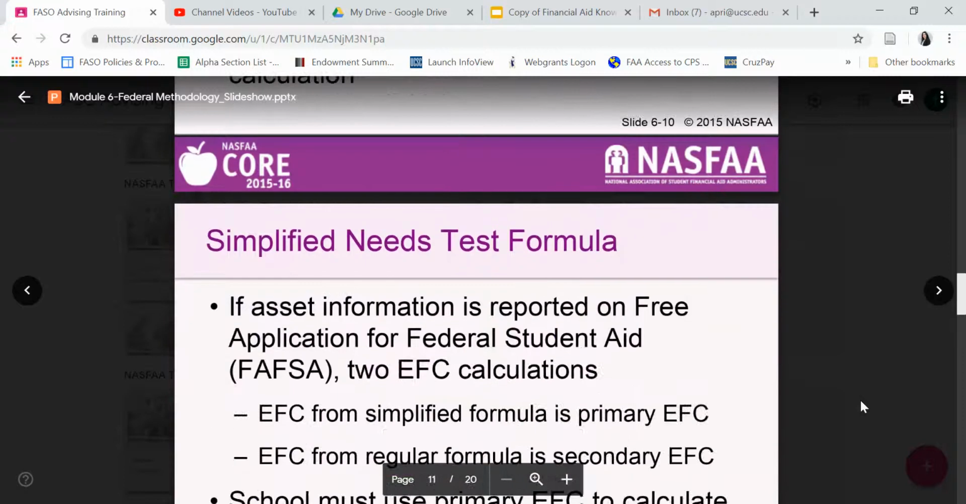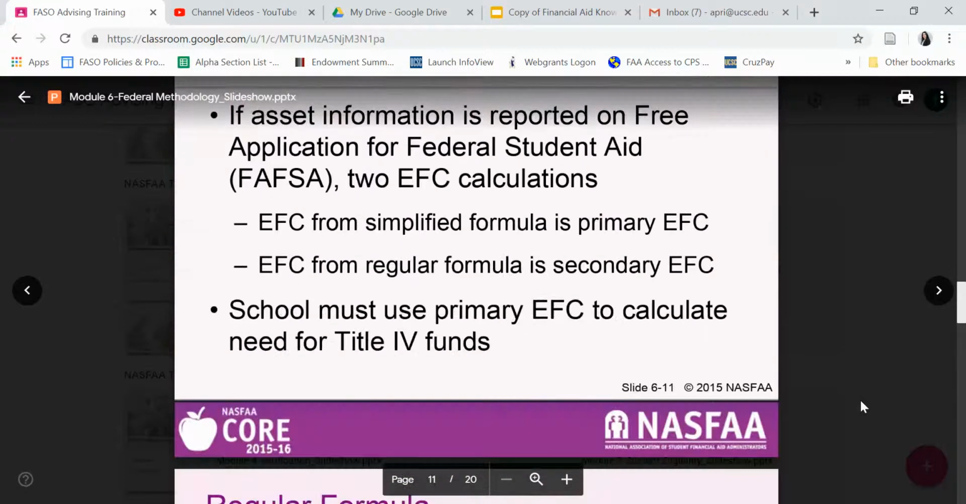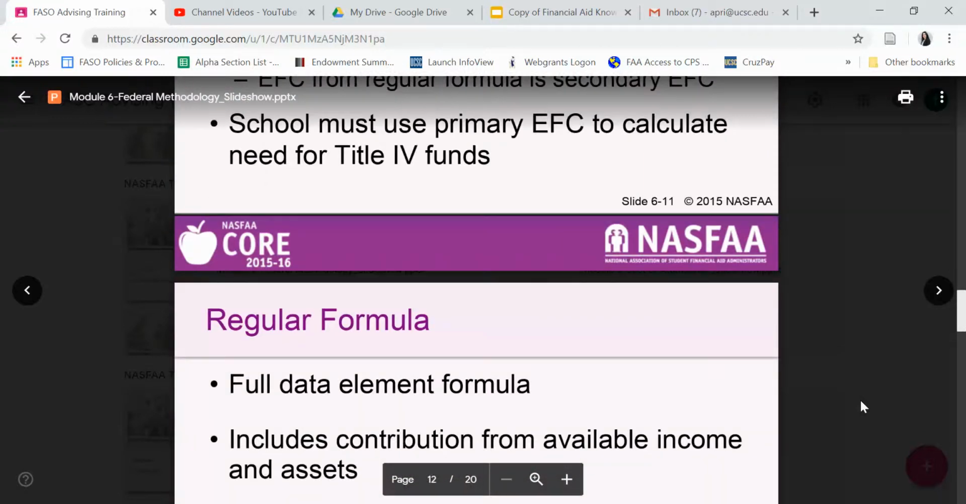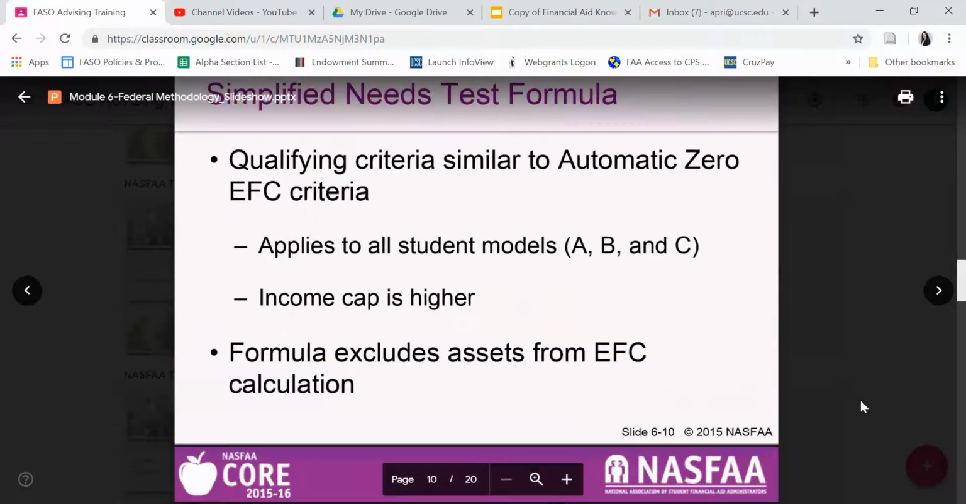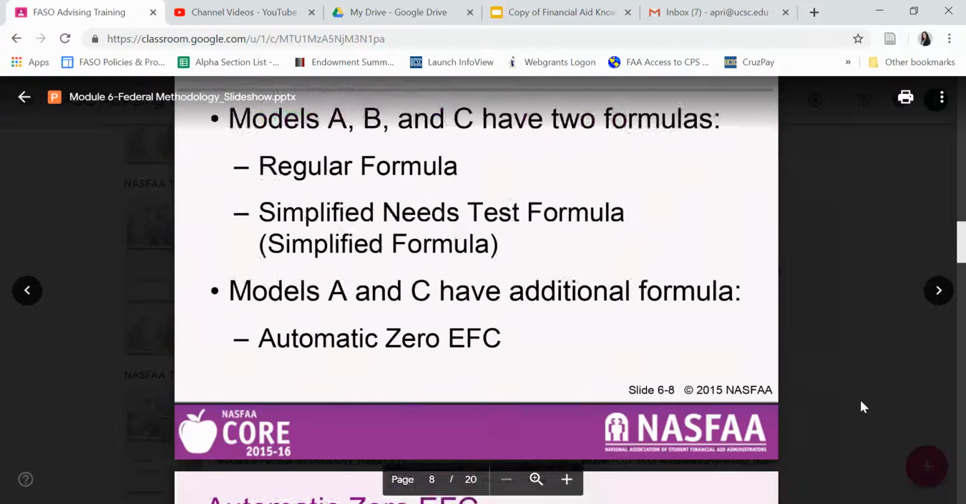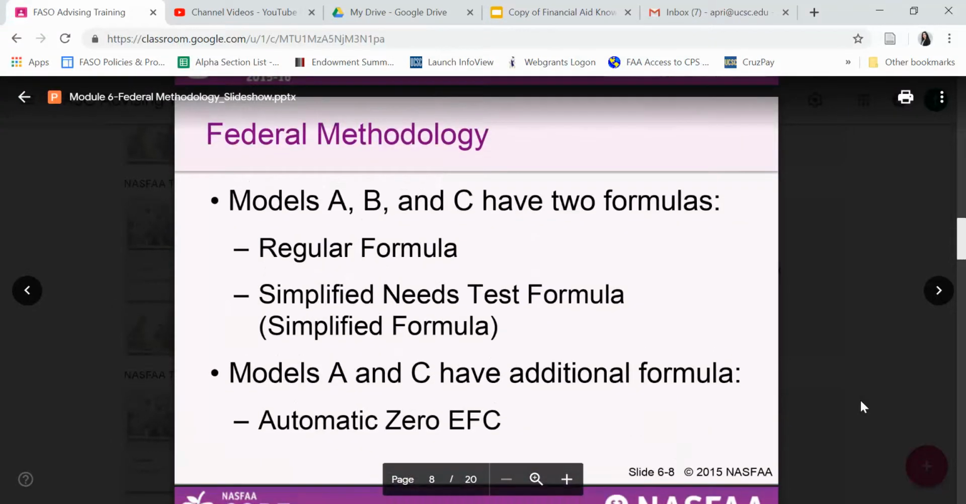And this gets into simplified needs tests, but you're going to read about this in the handout for the EFC Formula Guide, so I won't go through this. But I just wanted to go through some of those points about dependency status and the cost of attendance, like the federal need formula, and why the federal methodology is so important as a starting point for determining financial aid. All right, and with that, I'm going to stop this.